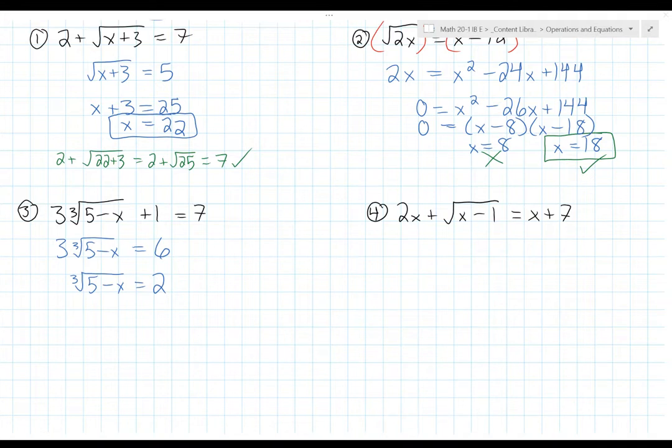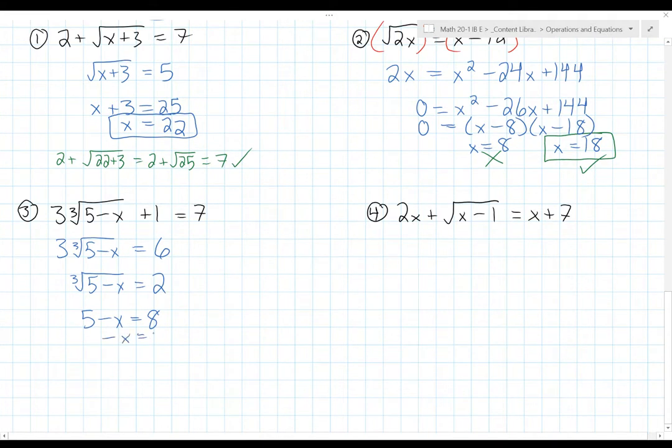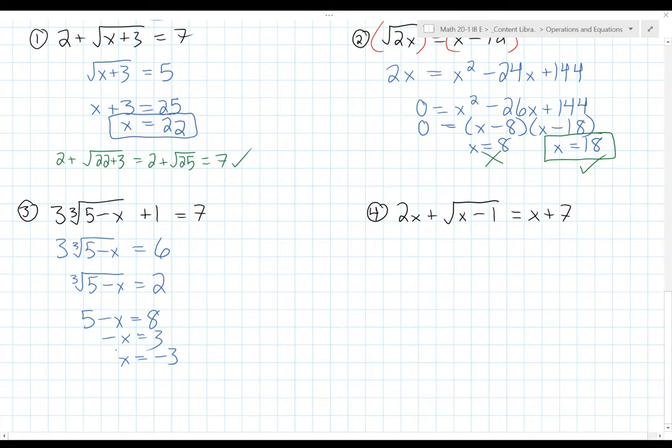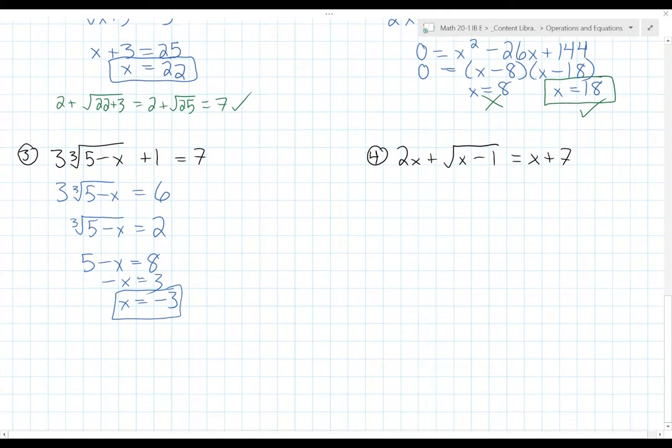Now when I cube this, I get 5 minus x equals 8, which means negative x equals 3 or x equals negative 3. With cube root equations, you don't have to worry as much about checking because the extraneous root situation doesn't exist. We don't have a principal root and a negative root, we just have one root. But good practice to check anyway, so I would plug these into the graphing calculator.